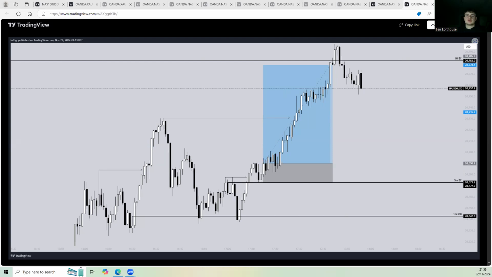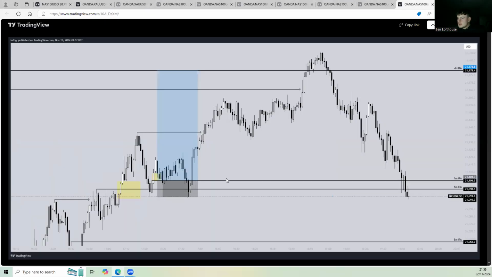So, yeah, 1 minute break of structure. Came back down here to fill the 5 minute IPO. Chandelier exit. Got back in on the imbalance fill. Almost stopped me out. 4 hour IPO.